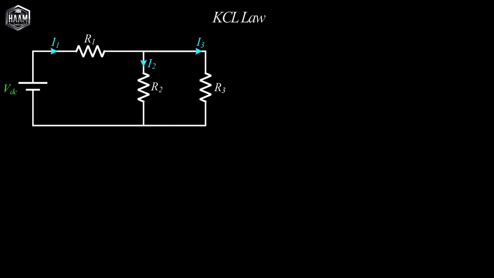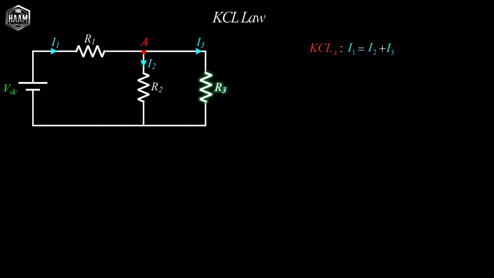Here, the point where the 3 branches meet is called node A, located at the top section. We want to apply KCL here. According to KCL, the current entering the node, which here is I1, must equal the sum of the currents leaving the node. One of them is I2 flowing through resistor R2 and the other is I3. Therefore, I1 equals I2 plus I3. This is the result of KCL at node A.